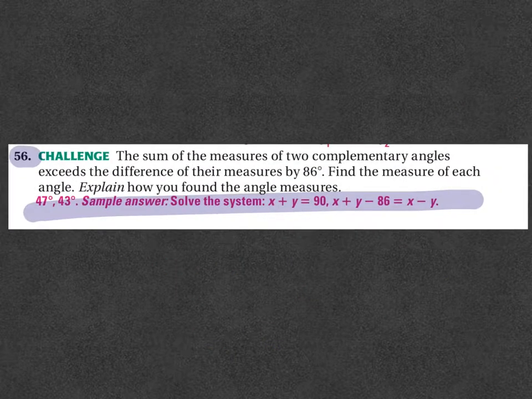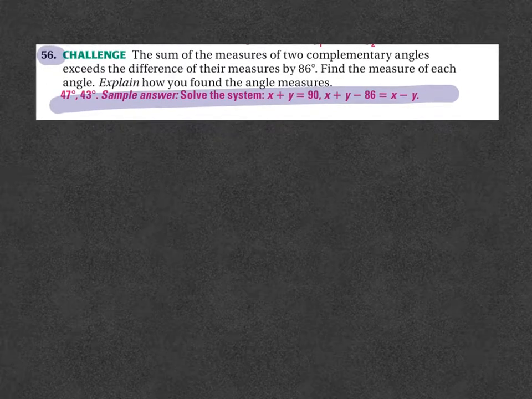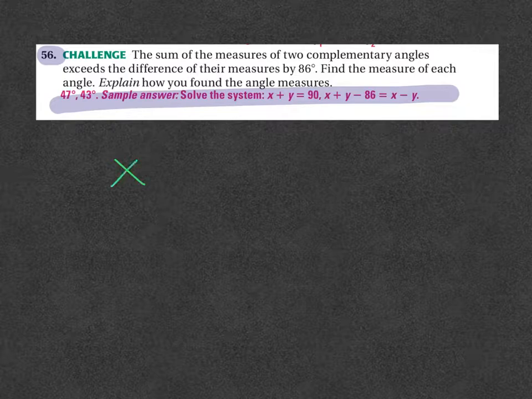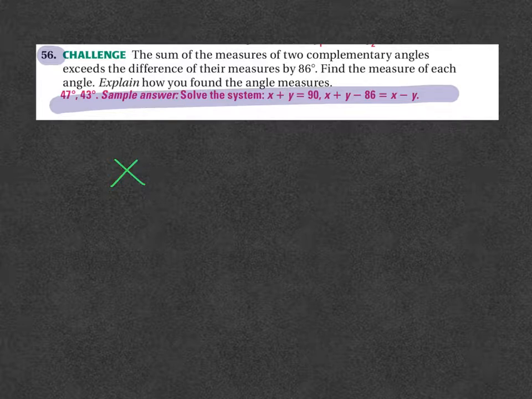Okay, this other challenge. The sum of the measures of two complementary angles exceeds the difference of their measures by 86. Find the measure of each angle and explain how you found the angle measurements. Okay, so we said it before, but remember if it says complementary and we don't know either of the angles, that one is x, and then what would the other one be? 90 minus x, right? So if one is x and it's complementary, the other one is 90 minus x. So these are my two angles. Angle 1, angle 2.